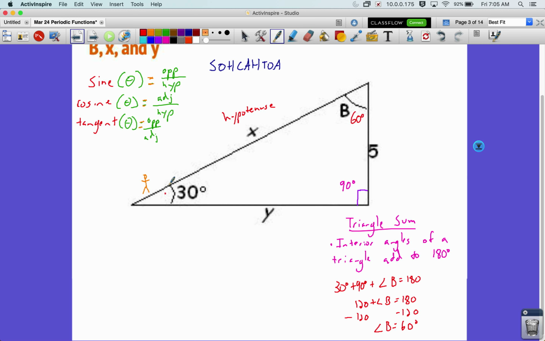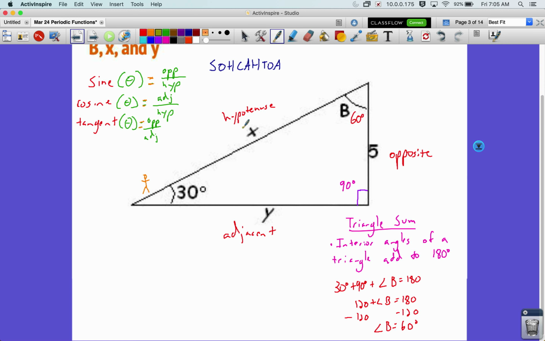Now, from this guy's perspective, this side length over here would be the opposite. It is opposite of that 30-degree angle. And the only side length remaining has to be our only word remaining. This has got to be the adjacent here. All right, so from this 30, the 5 is the opposite, the y is the adjacent.